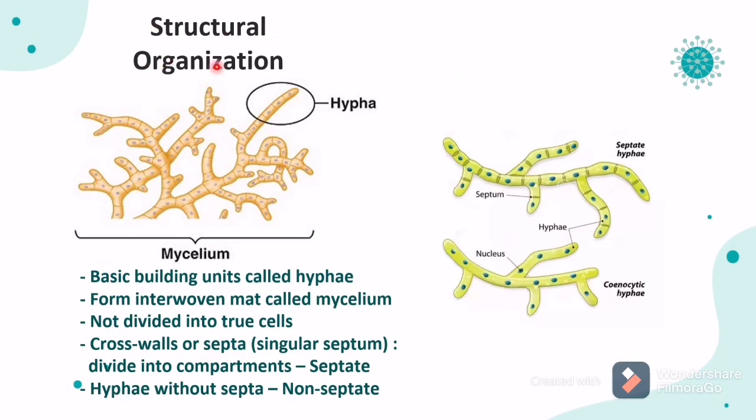For structural organization, basic building units called hyphae form an interwoven mat called mycelium, not divided into true cells. Cross walls or septa, singular septum, divide hyphae into compartments: septate. Hyphae without septa are non-septate. And these are the pictures you can refer to.